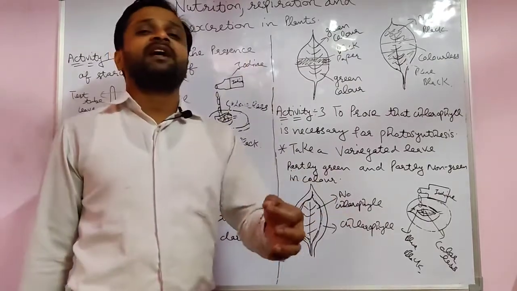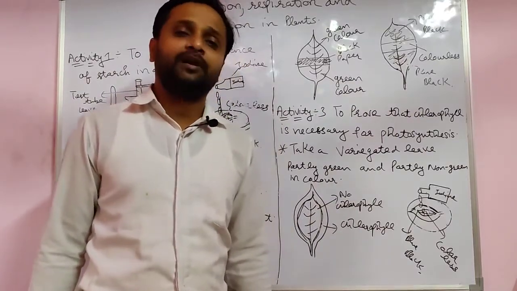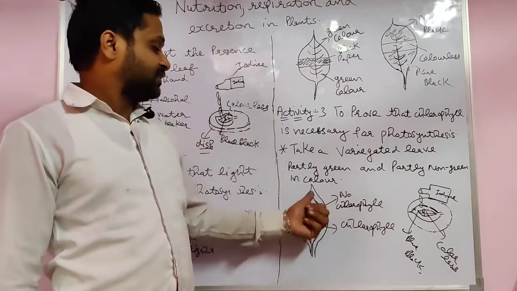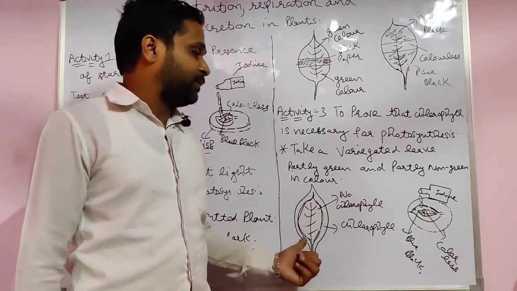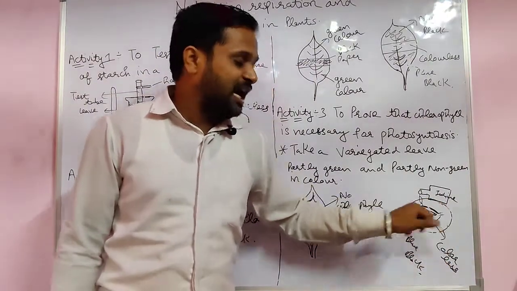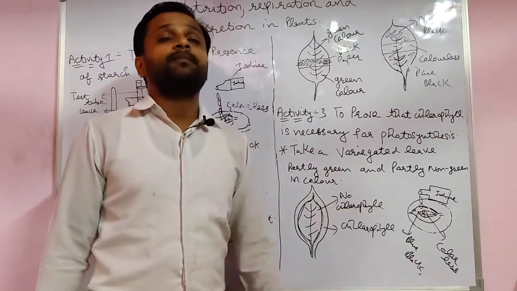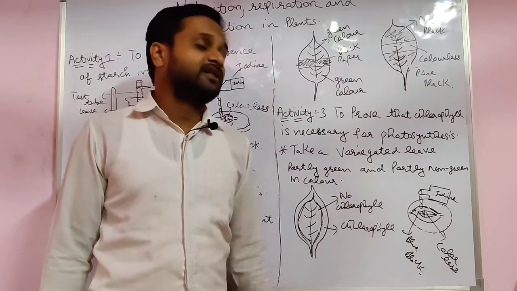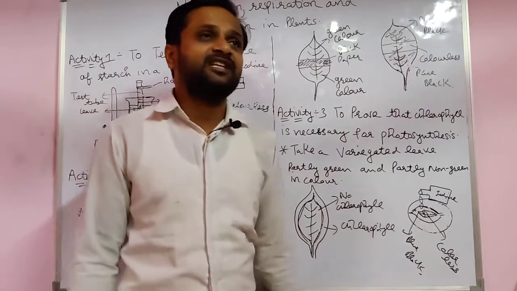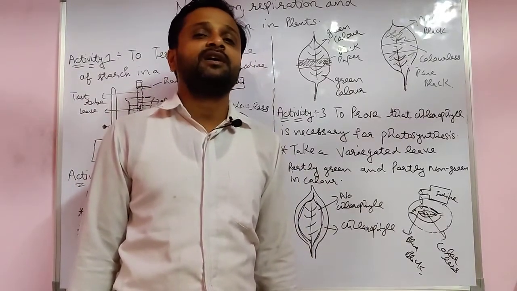When you put it in the sunlight, the green part does photosynthesis because of the presence of chlorophyll. But the other part does not do photosynthesis. Therefore starch forms in the outer green part. When you take the leaf in a petri dish and put iodine solution on it, the outer part becomes blue-black, but the inner part, nothing happens, it is colorless only. It means chlorophyll is necessary for photosynthesis. A very important thing is chlorophyll.